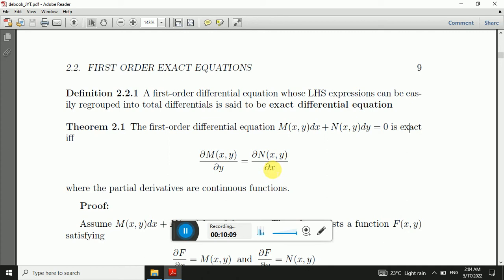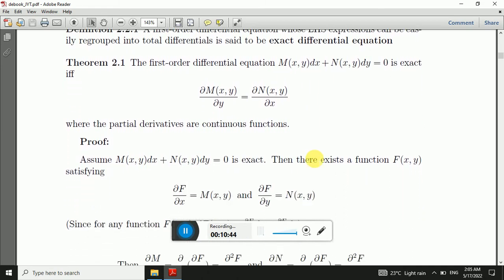Take the difference here. In the equation we have M dx plus N dy. But when you are testing for this condition of exactness, we instead differentiate M with respect to y and we differentiate N with respect to x. So for it to be exact, if it is in this form, then these two expressions must be equal. Okay, and I have the proof here.